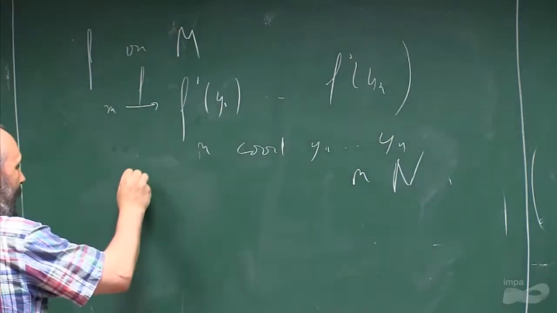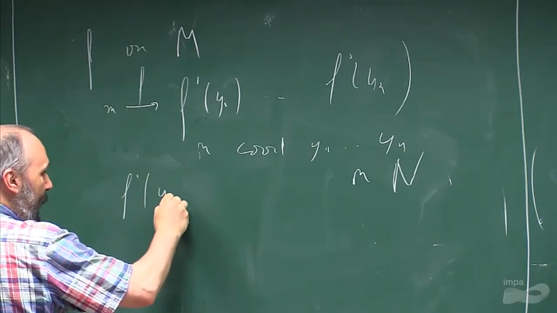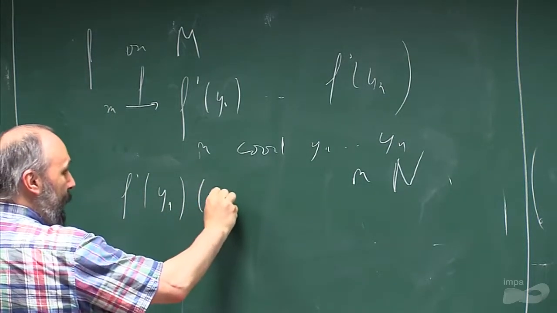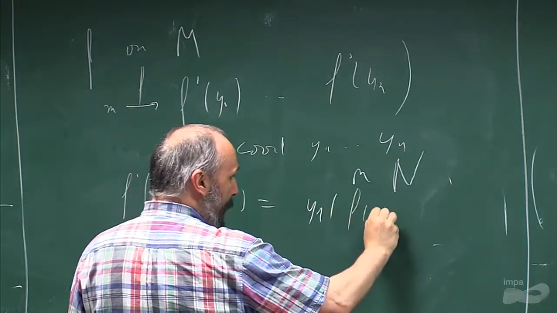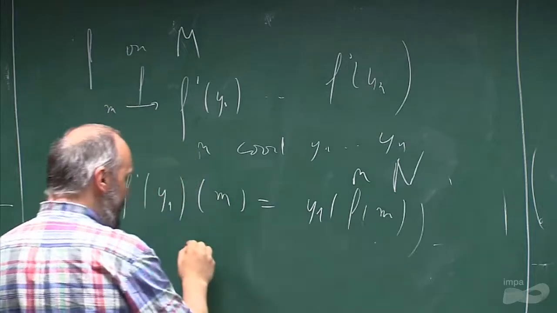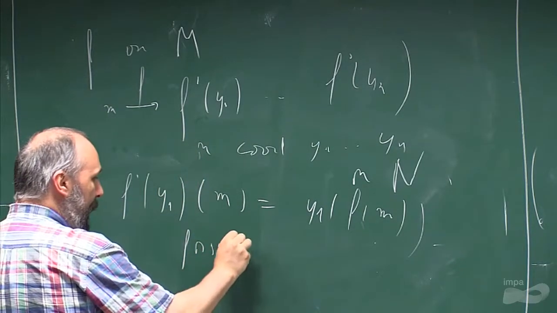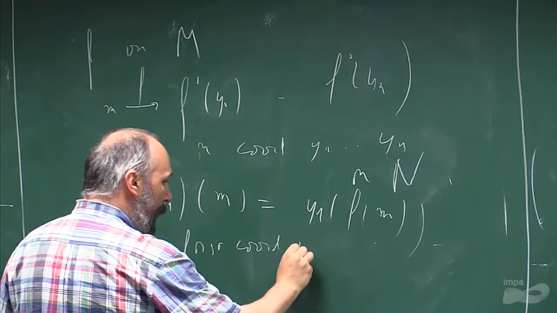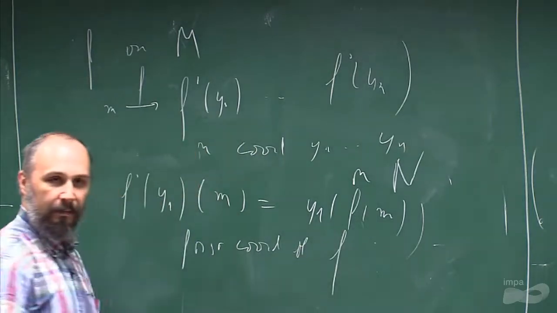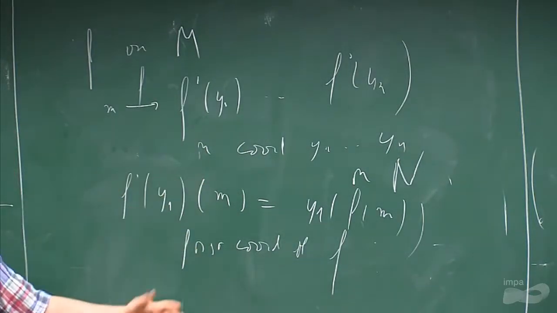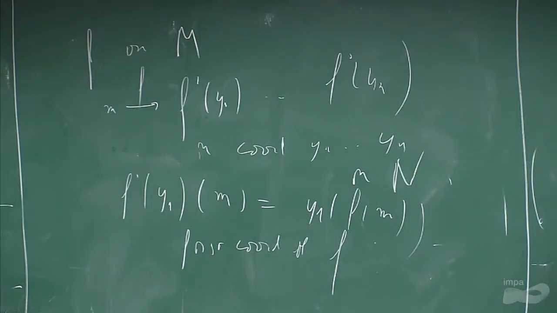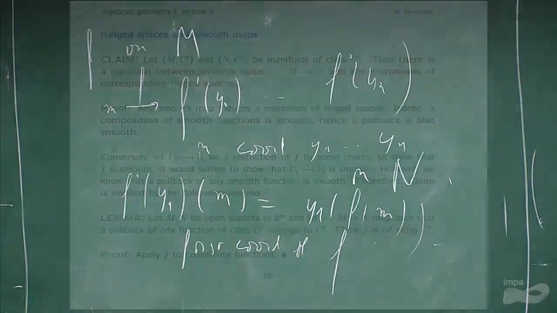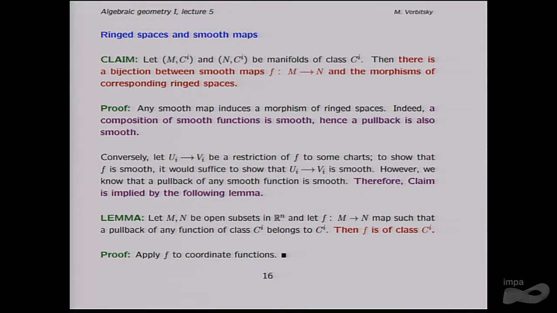So what is f star of y1, for instance, applied to m? It is the same as y1 of f of m. This is the first coordinate of f, and so on. So if all coordinates for your f, your right-hand coordinates, are smooth, this is a smooth map. The converse is also true, but it is vacuous.